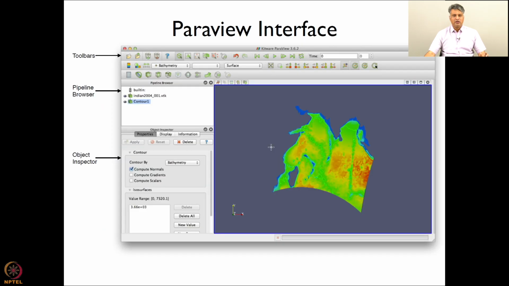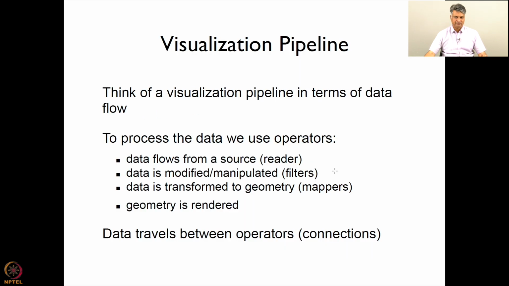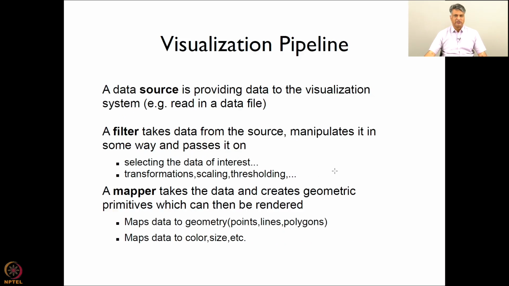So to go back, you can see the actual data for this particular case is stored in an X, Y, Z format, where X and Y are the latitude and longitude locations, and Z is the depth of the ocean there. Then this data is read and geometrically rendered in this manner, and then we go ahead and produce the colors to look at the contour levels. So the data travels between these operators, and you can make many modifications and add many filters to it.